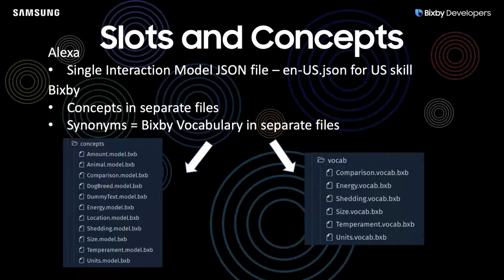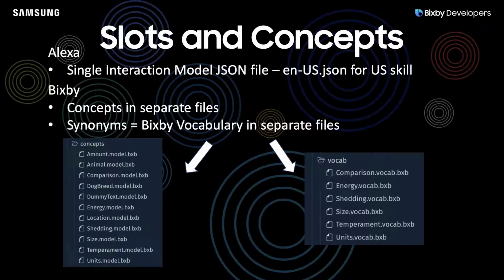We started talking about the slots and the concepts. With Alexa, if you're an Alexa developer, you know this very well. There's a single interaction model JSON file, for instance en-US.json for a US skill, etc. And that's where you define all of your slots.